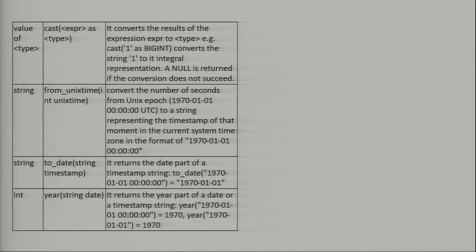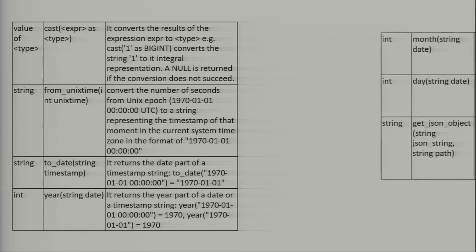Next we have from_unixtime, that is int unixtime, which converts the number of seconds from the Unix epoch, 1970, to a string representation of the moment in the current system time zone in this format. So with the date, the time is also taken care of in this function. to_date will help you get the date part of a timestamp also. Also the year can be taken care of. This is what you have to make a note of with the following functions.